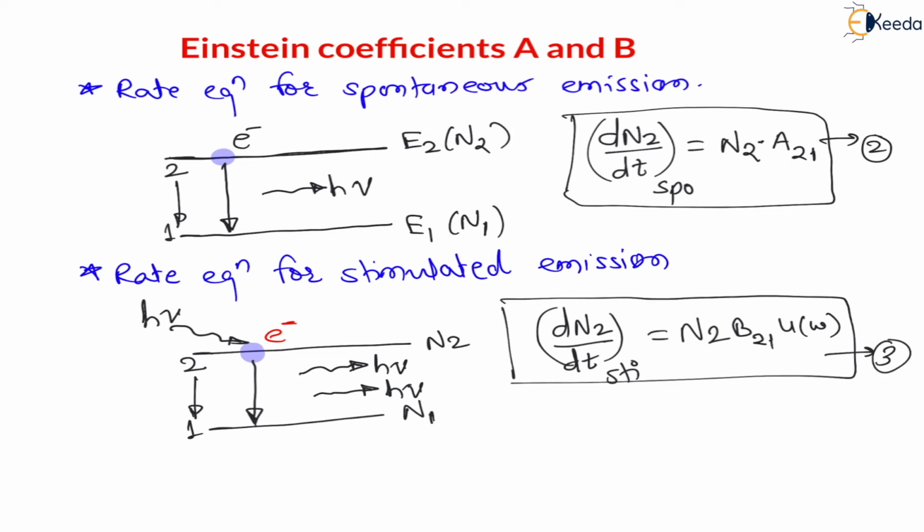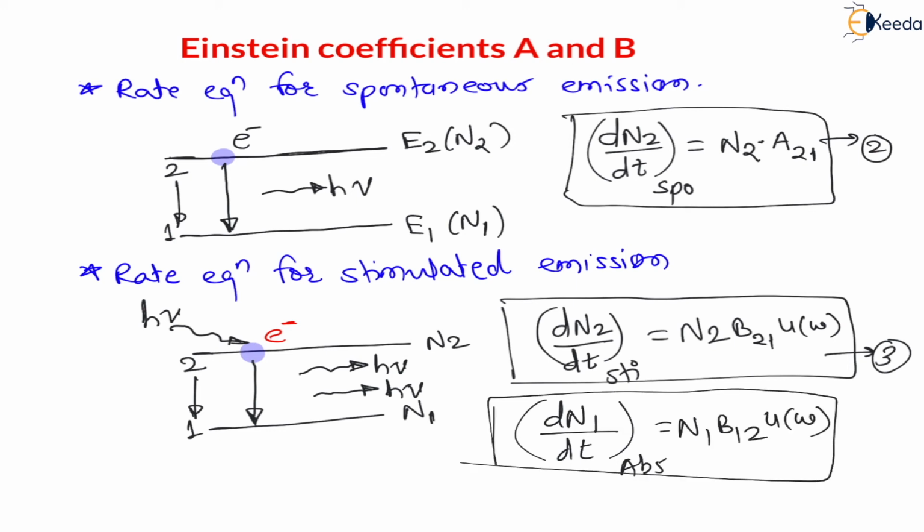Now all three equations are very much important, right? What was the rate equation for absorption? The rate equation for absorption was dN1 by dt of absorption is equal to N1 B12 U omega, right? This was equation number 1. These three equations are very much important.